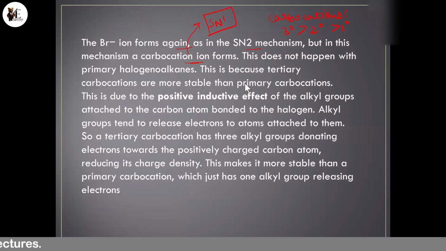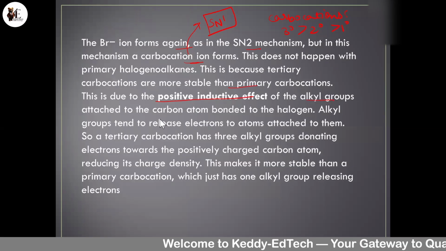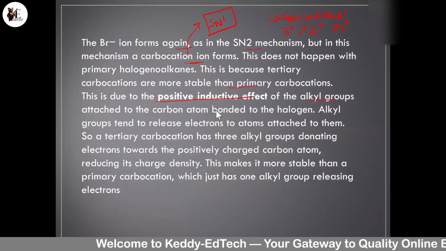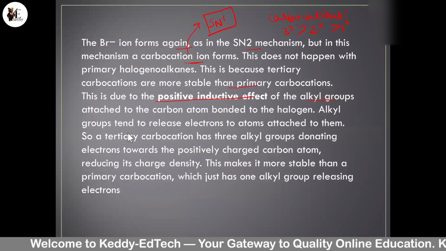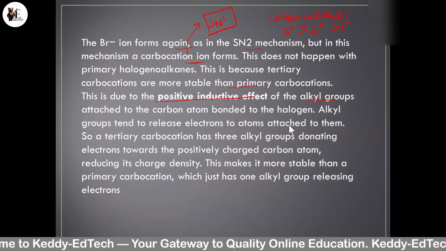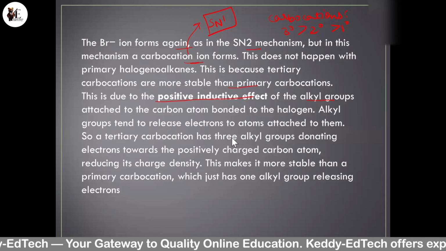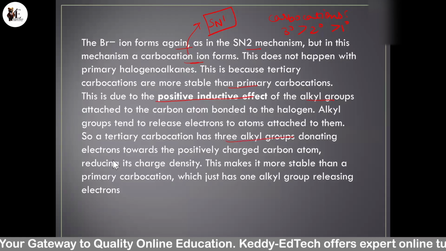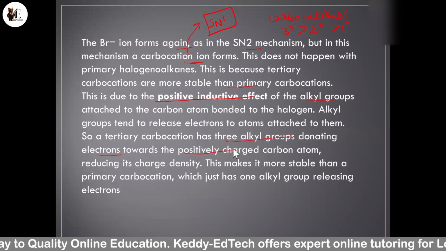Less intensified. So this is because tertiary carbocations are more stable than primary carbocations due to the positive inductive effect of the alkyl groups. Inductive effect means donation of electrons to the carbocation, so attached to the carbon atom bonded to the halogen. Alkyl groups tend to release electrons to atoms attached to them. So a tertiary carbocation has 3 alkyl groups donating electrons towards the positively charged carbon atom.